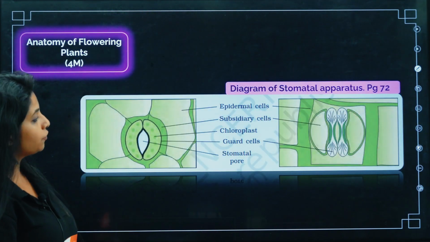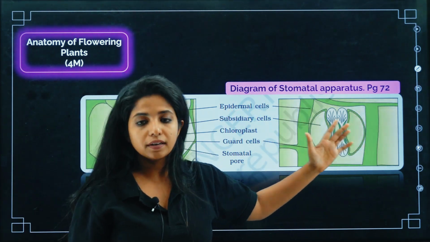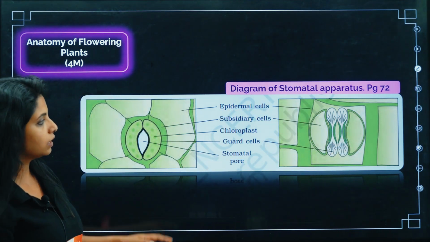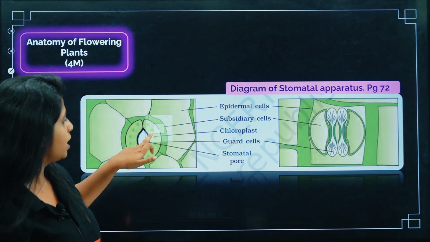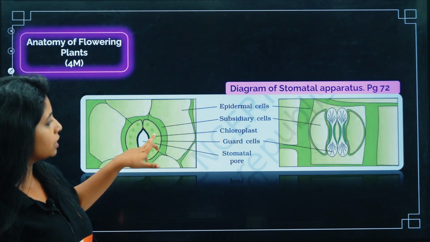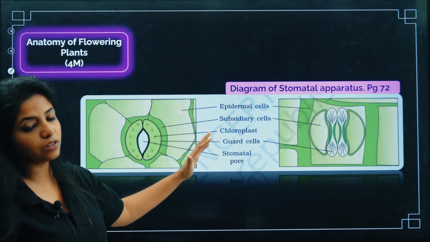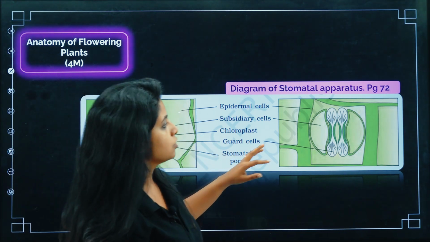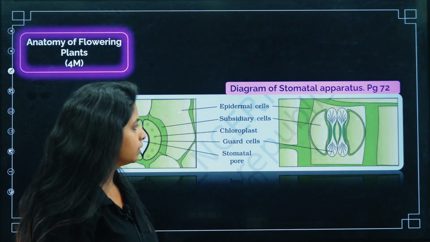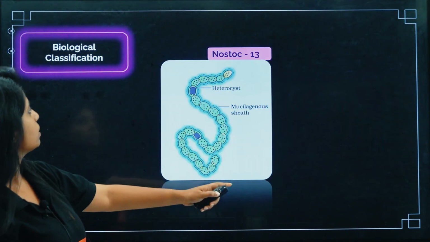Now, anatomy of flowering plants, you might be asked to draw the diagram of stomatal apparatus. This is the thing. The subsidiary cells are right over here, and then you have the guard cells, then you have the stomatal pores. In the guard cells, obviously you have the chloroplast, and then there are certain epidermal cells also outside the subsidiary cells. So please know about them. That's all. So that's the open and the closed stomata which is being mentioned over here.